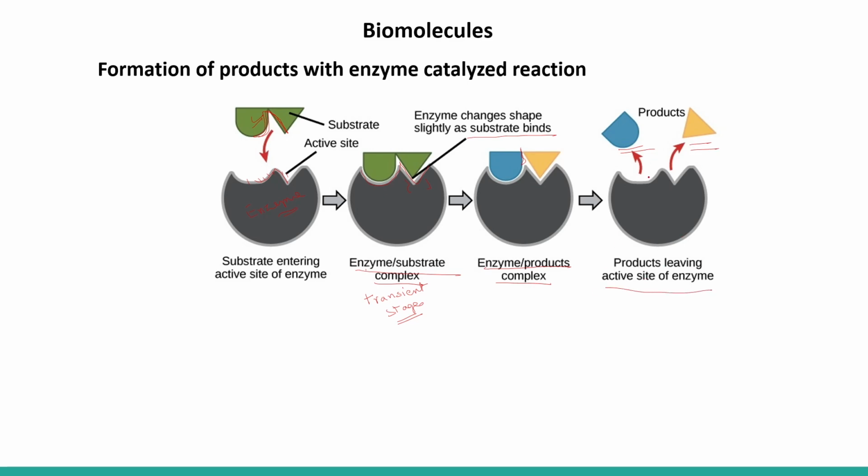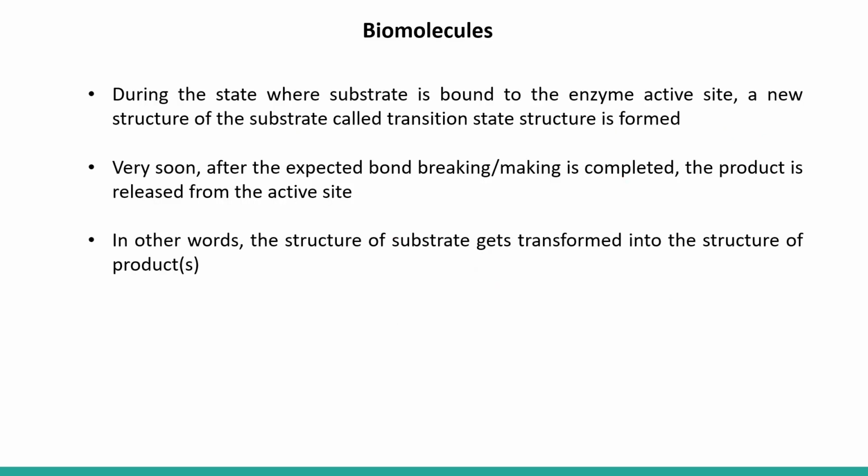Once the product is formed, these active sites are not suitable for it to stay attached, because the enzyme has now changed its shape. So the products are released. In this way, the enzyme catalyzes the reaction, and in this way, the enzyme increases the rate of reactions. So during this state, where the substrate is bound to the enzyme active site, a new structure of the substrate, called the transient state structure, is formed.